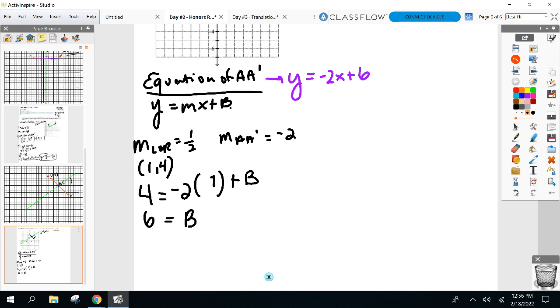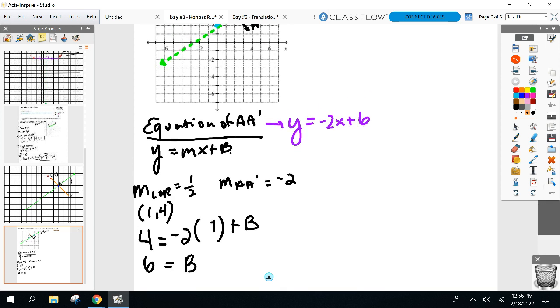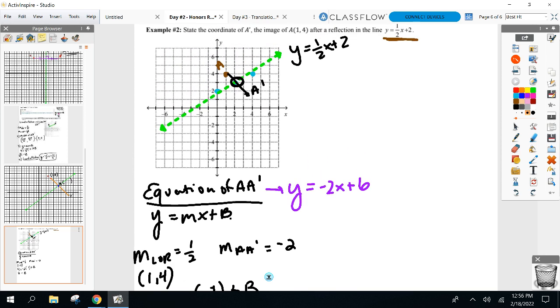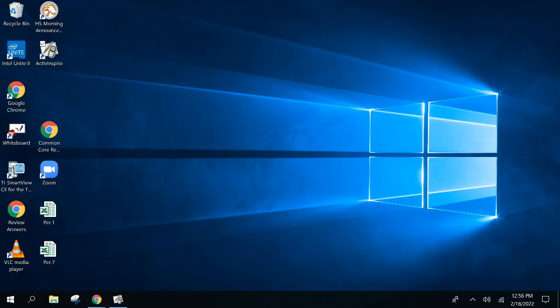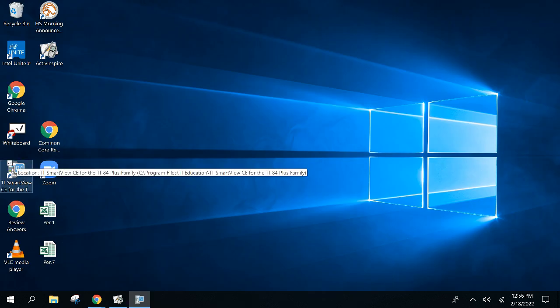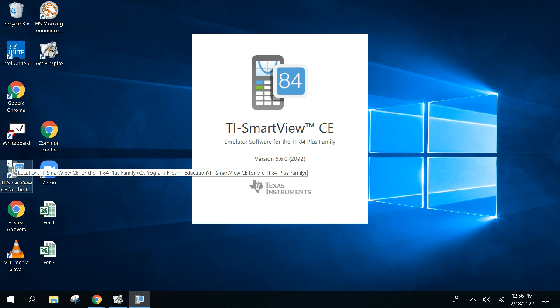So I now know the equation of AA prime. I know the equation of the line of reflection. Can we figure out where they meet? Because where they meet is the midpoint. Grab your calculators. Go to Y equals. Type both equations into Y1 and Y2. Whatever's in Y1 and Y2, get it out. Graph the line of reflection and AA prime.